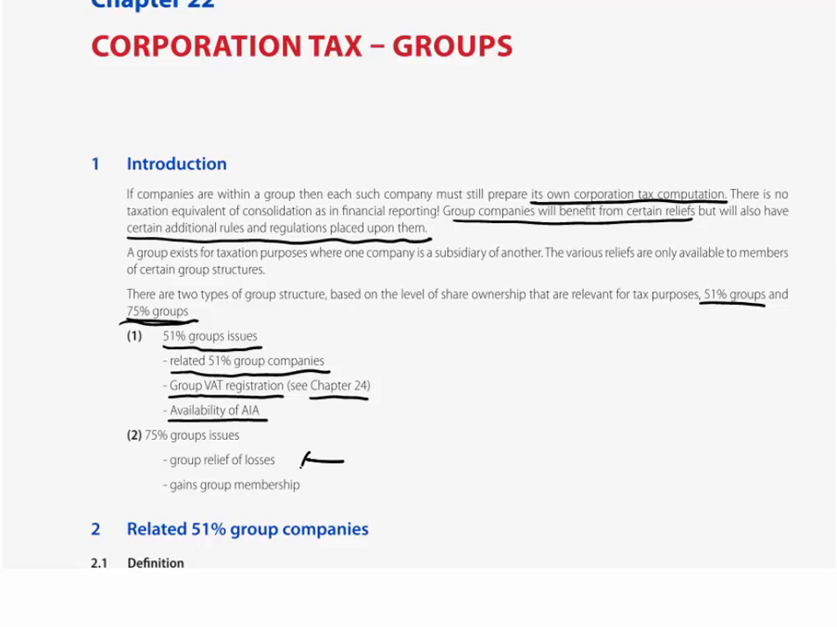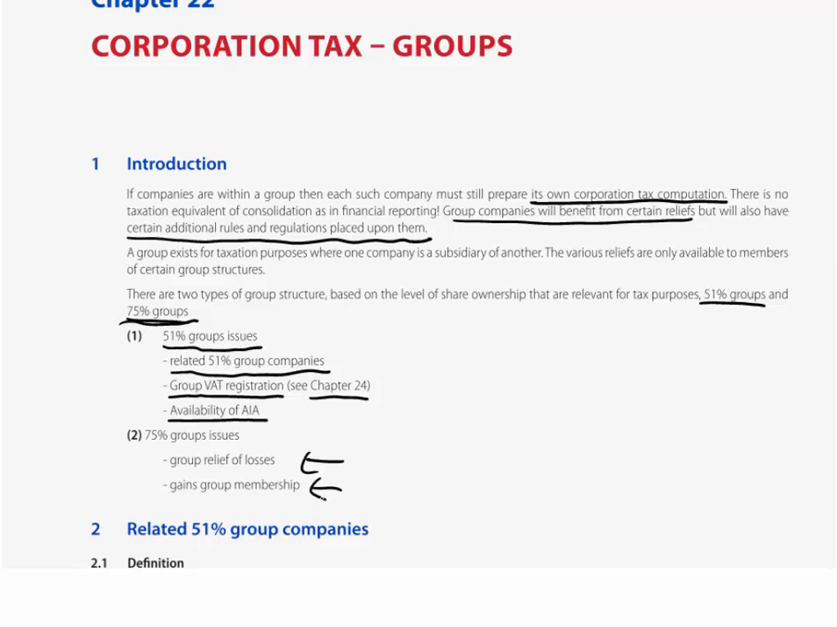That group relief of losses, as we just spoke about, may be available, where a loss sustained in one group company may be relievable against the profits made in other separate group companies. And then also something known as gains group membership. Now that again has rules and regulations. It also has claims and elections available. We'll discuss those again next time. That's slightly more complicated than the basic concept of group relief.